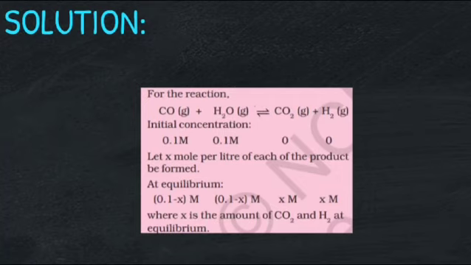So here let x mole per liter of each of the product be formed. We are assuming that x moles have been produced. So from the 0.1 molar, that is initial concentration, we are subtracting x in both CO and H2O, and since CO2 and H2 are formed, we are writing x molar as the formed concentration. So at equilibrium we will be having 0.1 minus x molar CO, 0.1 minus x molar H2O, x molar CO2 and x molar H2 gas, where x is the amount of CO2 and H2 at equilibrium.